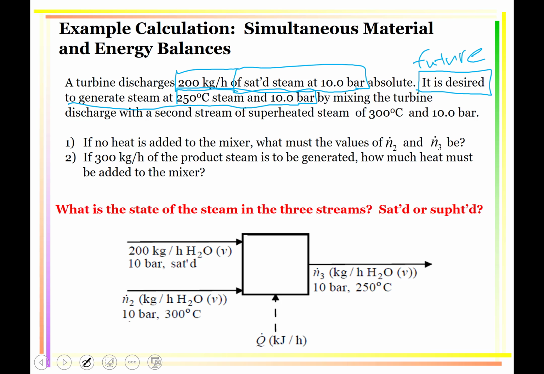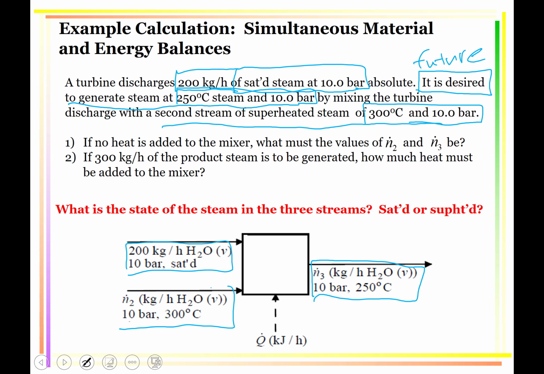And sure enough, if we look at our flow chart, this is the stream of steam coming out of our mixer. We are going to mix the turbine discharge with another stream of superheated steam at 300 degrees C and 10 bar. So we know that this one is superheated. We don't necessarily know what this one is. It's also 10 bar, but it's a lower temperature, so we don't know if that's superheated or not, but we can check by looking on the steam tables.